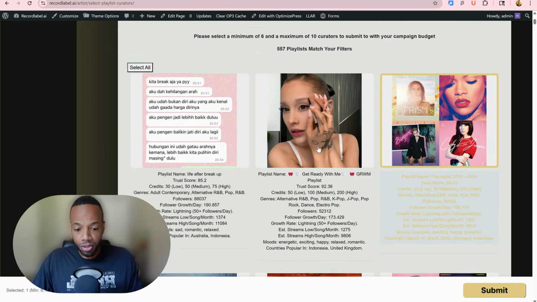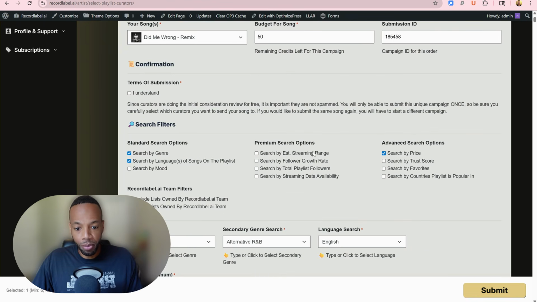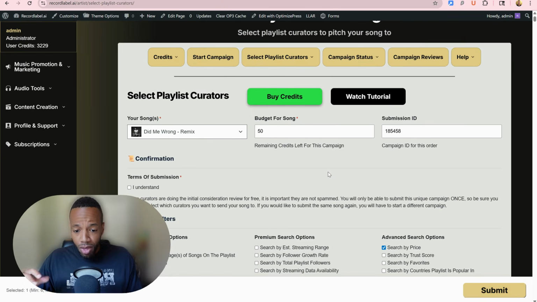And you can see all sorts of advanced stats. You can filter all the playlists by estimated stream range, follower growth rate, total playlist followers, the trust score that I just mentioned, the price, the language, the genre, the mood, all these things you can filter by on the platform.